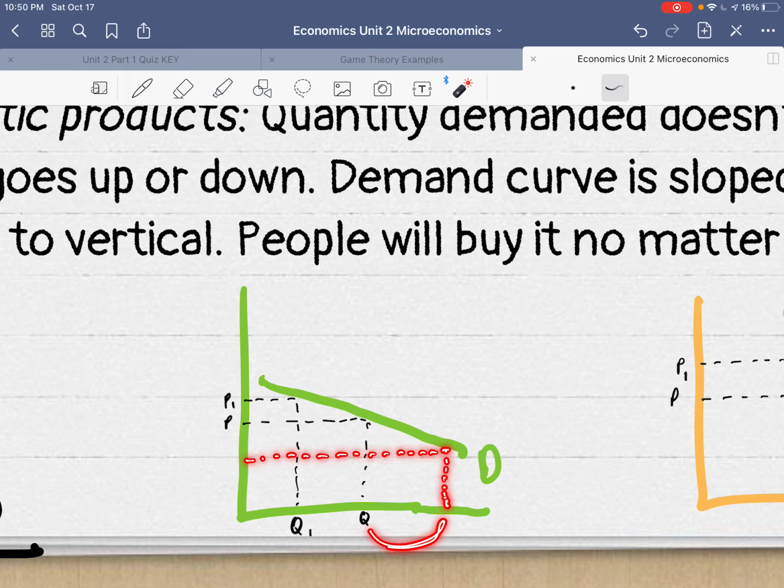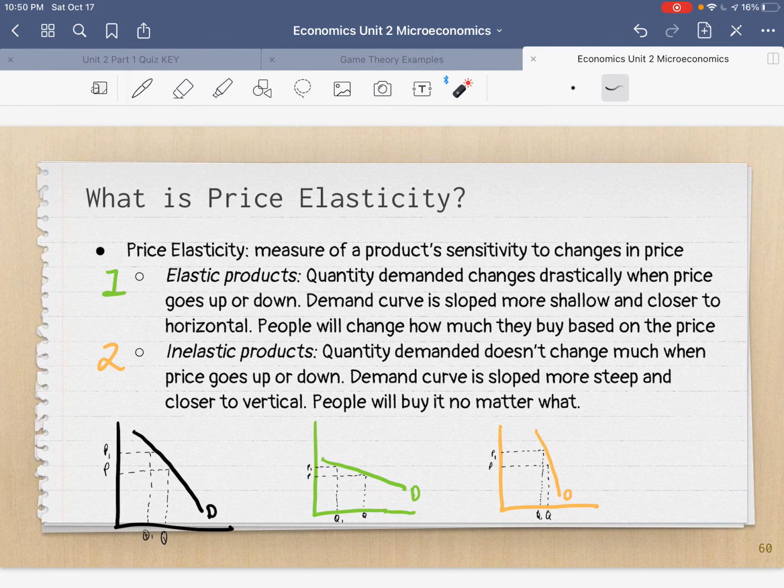we would still have this giant gap right here. So people really change how much they buy based on the price. That means it is an elastic good. And I'll give you some examples here in a minute.